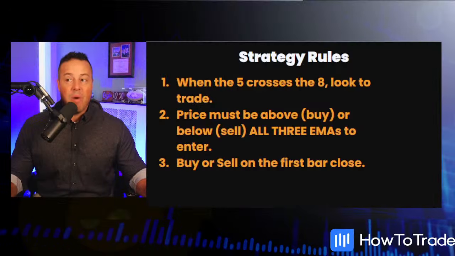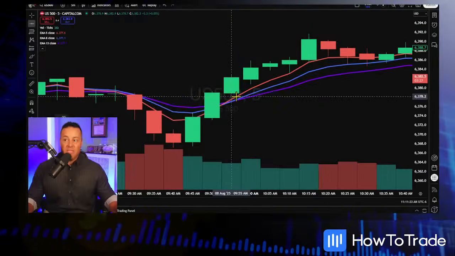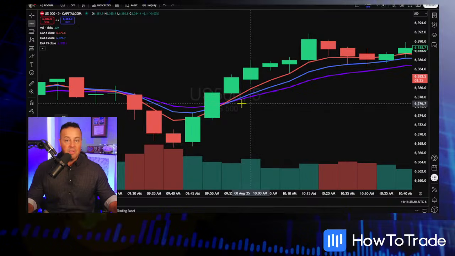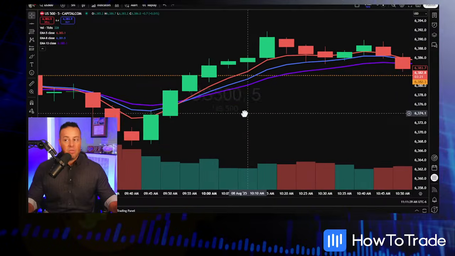Price must be above all 3 moving averages. Means it must be above all 3 of these. Okay? Is it? Right there. Absolutely. So that's going to be your buy.